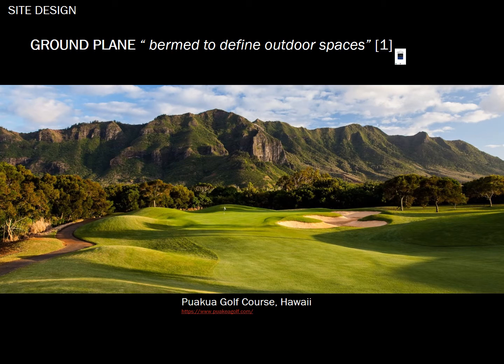This is in Hawaii. I did not take this picture, but I've been to Hawaii a number of times. Maui and Kauai and Oahu several times.